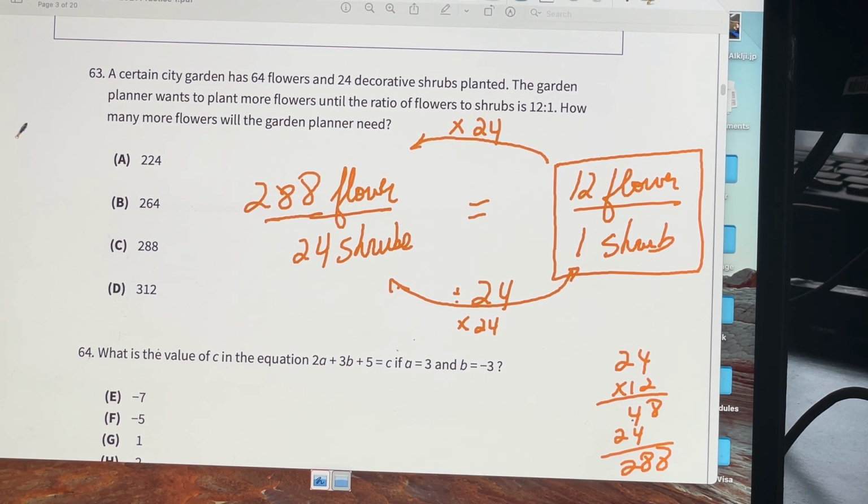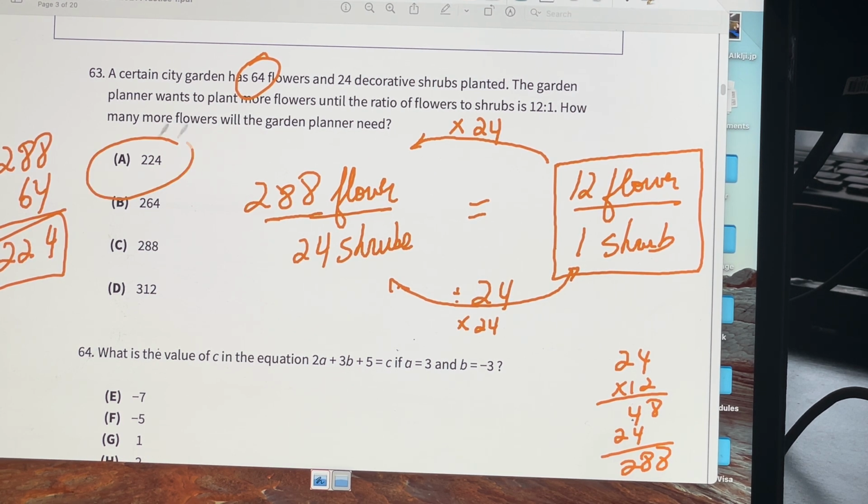The question says, how many more flowers? Well, we already had 64. Remember, the original number was 64, so how many do we have to add to get to 288? Well, 224, right? Remember, we had 64 there, so if I add this many, that would make these two ratios proportional. Okay.